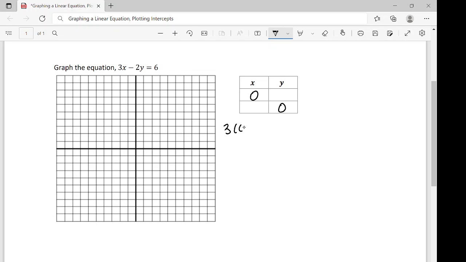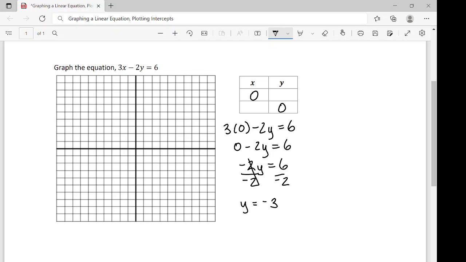So we're going to get 3 times 0 minus 2y equals 6. 3 times 0 is 0, so 0 minus 2y equals 6. 0 minus 2y is just going to be negative 2y equals 6. And then dividing by negative 2, I'm going to cancel that out, and then y is going to be negative 3. So the other part of the ordered pair here is negative 3.